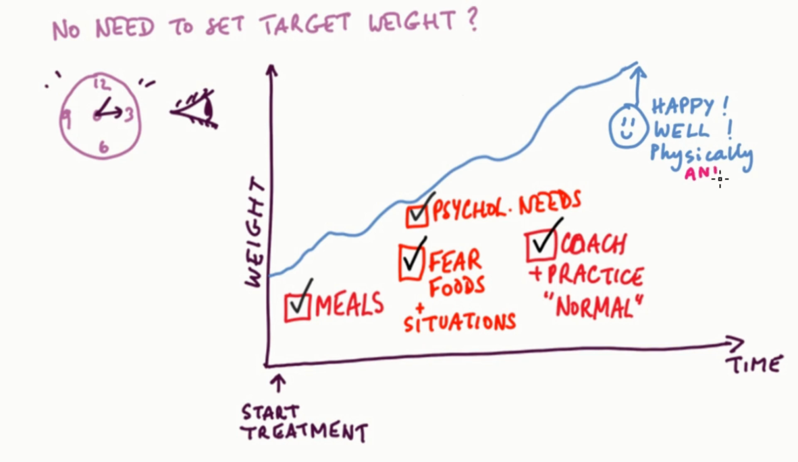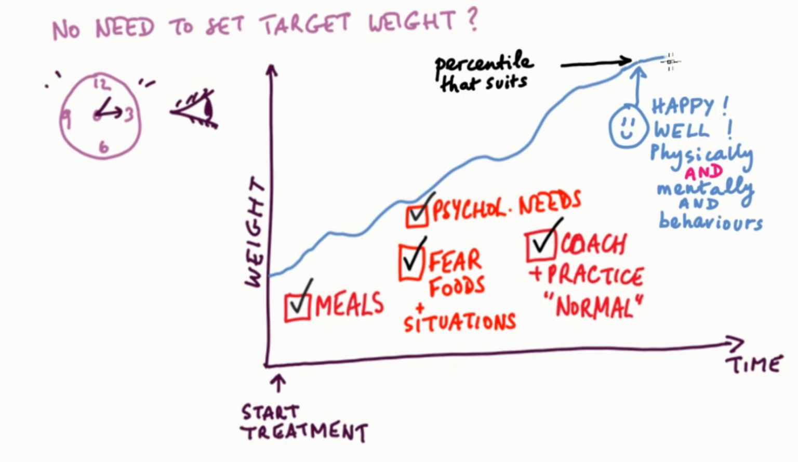At some point, your son or daughter will reach a great physical and mental state, and that's when you'll know all the boxes were ticked and that whatever weight percentile they're now on is probably what their body needs. Defining recovery according to well-being rather than any set number is summarized by the motto, state, not weight.